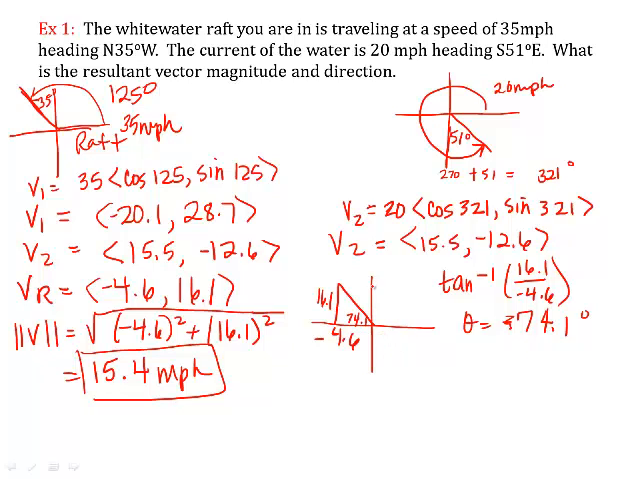Remember, with bearing angles, I have to measure the angle from the vertical, from the north-south line. So in order to get that angle, I really just have to take 90 minus 74.1, and I get 15.9. Okay, so the way I report my answer is 15.9 degrees. And what direction is this? Well, this is northwest.